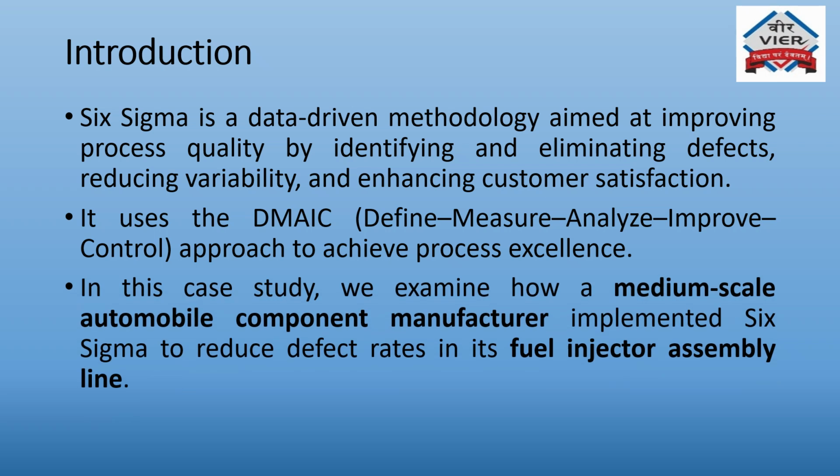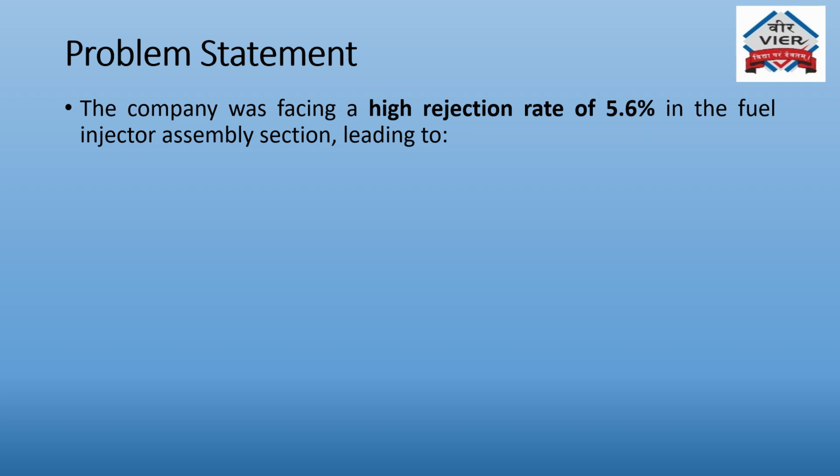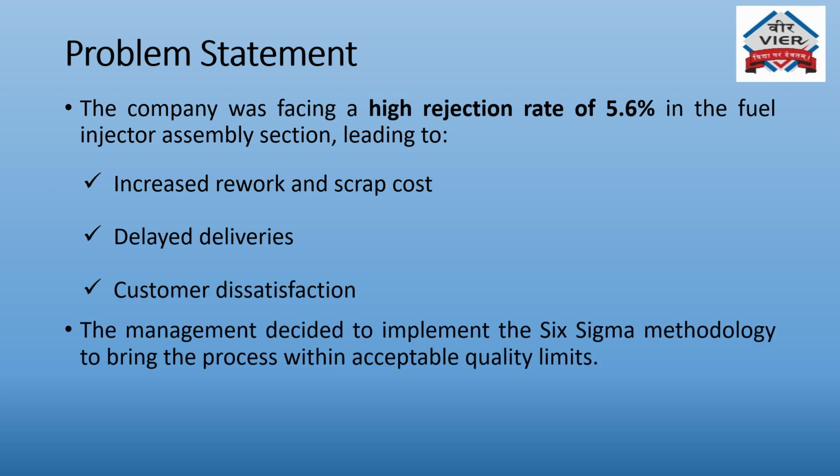In this case study, we examine how a medium-scale automobile component manufacturer implemented Six Sigma to reduce defect rates in the fuel injector assembly line. So the problem statement is: the company was facing a high rejection rate of 5.6% in the fuel injector assembly section, leading to increased rework and scrap cost, delayed deliveries, and customer dissatisfaction. So the management decided to implement the Six Sigma methodology to bring the process within the acceptable quality limits.